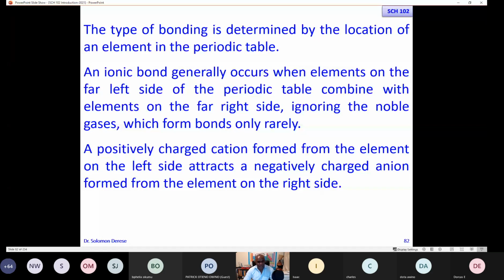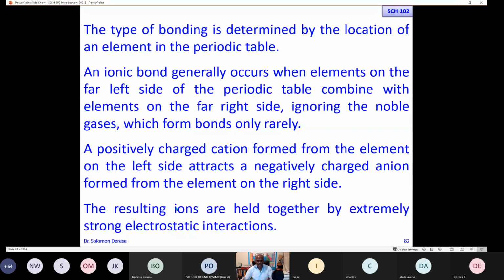So one of the atoms involved in chemical bonding will be positively charged, the other one will become negatively charged. So a positively charged cation formed from the element on the left side attracts a negatively charged anion formed from the element on the right side. In the process, because of this strong electrostatic attraction between the positively charged cations and the negatively charged anions, a chemical bond is going to be formed between the two atoms.